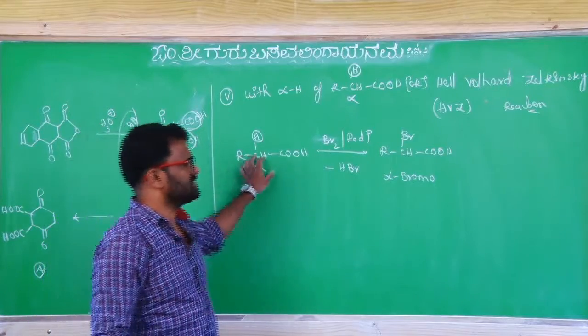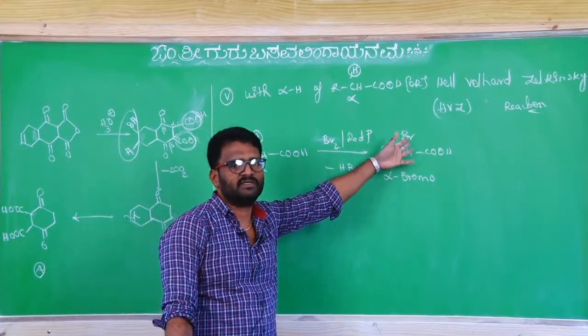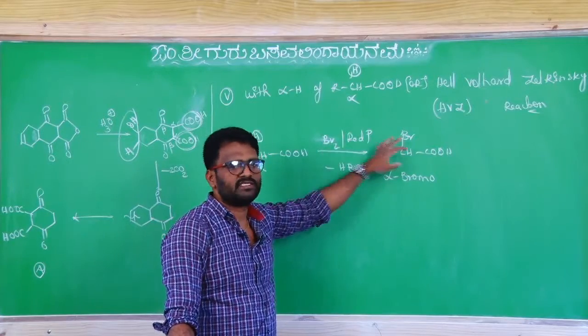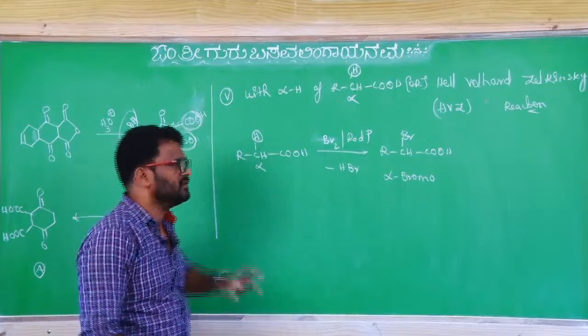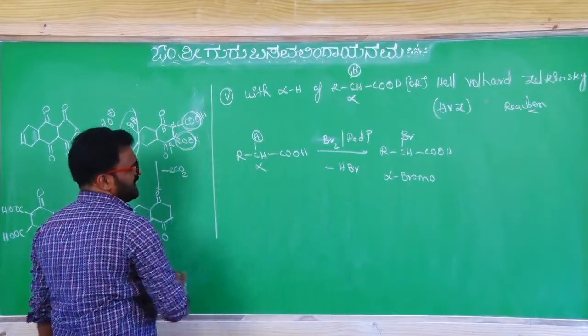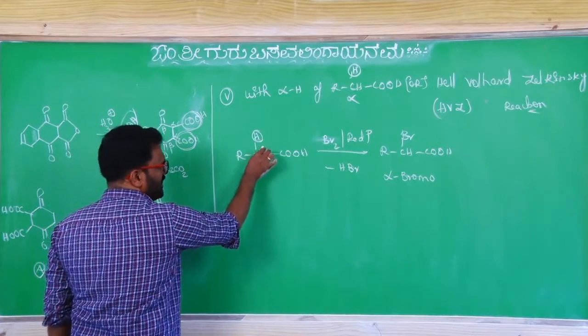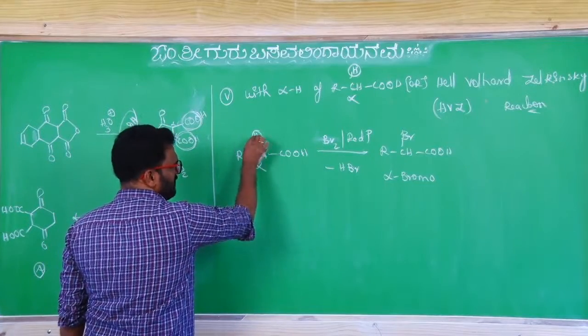If you have acetic acid, then alpha bromo acetic acid. If you have propanoic acid, then alpha bromo propanoic acid. Like that you will get it. Okay. This is the HVZ reaction. HVZ reaction means you have to do the halogenation at the alpha position. You have to do it.